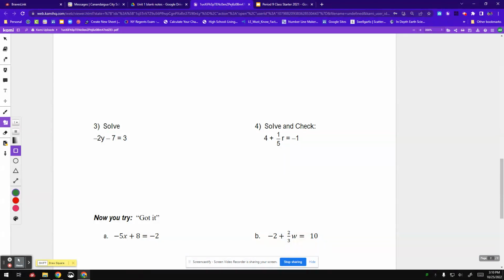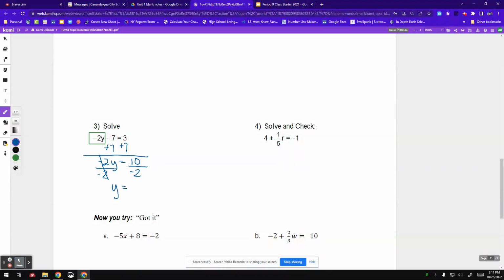Okay, I am going to notice where my variable is. It is being subtracted by 7, so I'm going to add 7 to both sides. That leaves me with negative 2y equals 10. I'm going to divide. Opposite of multiplying is dividing, and be careful here. You have to divide by that exact coefficient so that your negative 2 divided by negative 2 becomes a 1y.